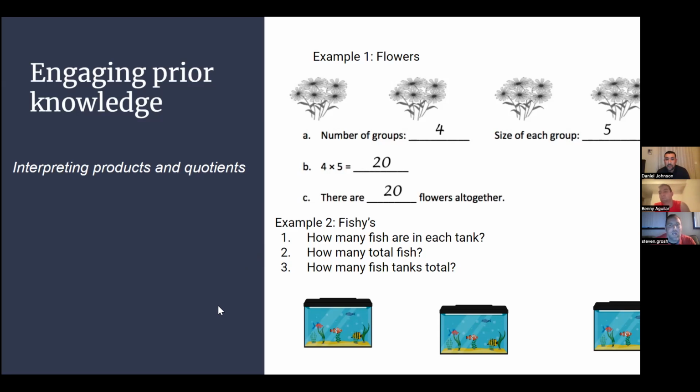Perfect. Yeah, and I like that because that gives me multiple outlets to solve that. I can count the fish one by one in each tank if I want. I can use multiplication and notice that there are 4 fish in each tank with 3 tanks. So I can do 4 by 3. So yeah, that's great that it gives me multiple options to solve that.